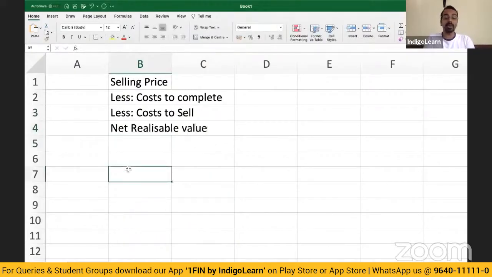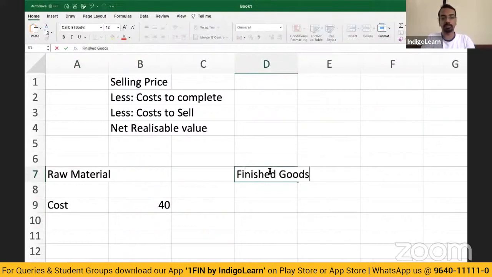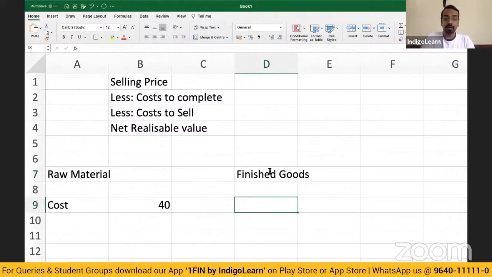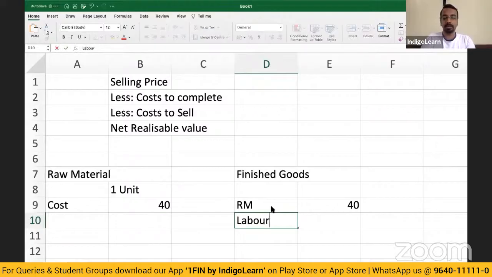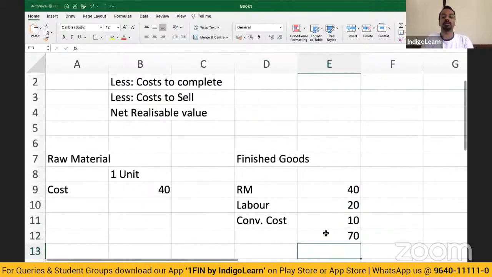Okay, now let us apply one principle for the raw material and finished goods part. Let us say there is a raw material. The cost of the raw material is 40, for example. There is a finished product. This finished goods require 1 unit of raw material. Let us say this is 1 unit cost. So raw material is 40. Then it requires labor of, let us say, 20. There are other conversion costs like your overheads and all, whatever have been allocated. Let us say that is 10. So the cost comes to 40 plus 20 plus 10, 70.